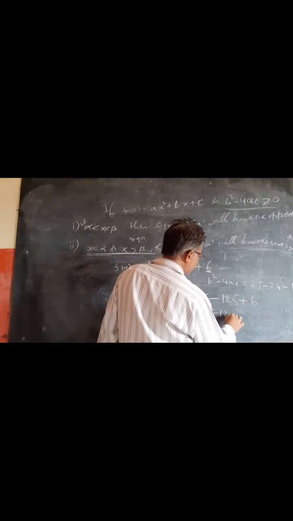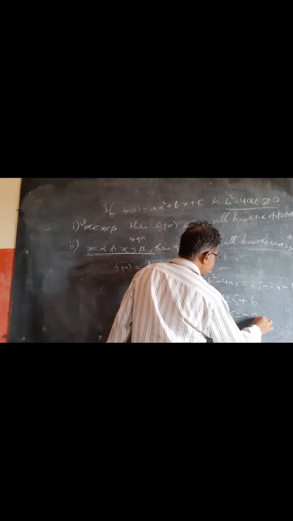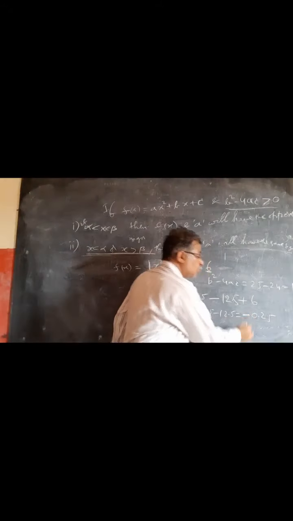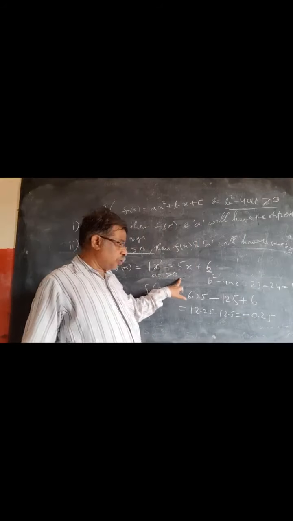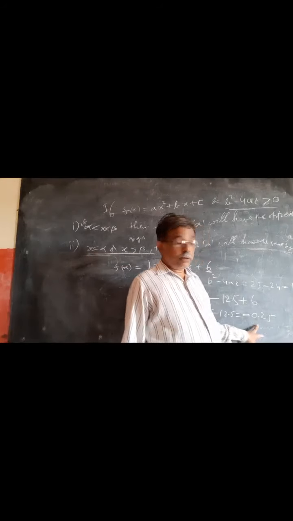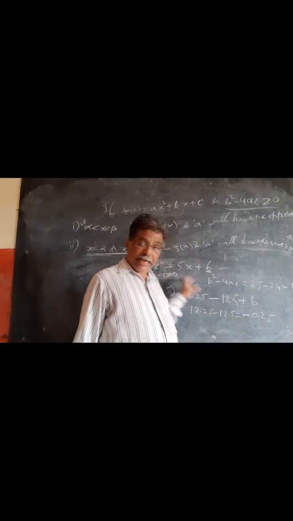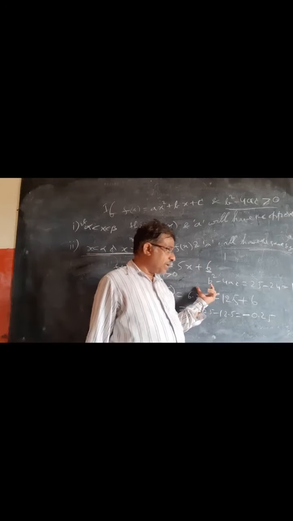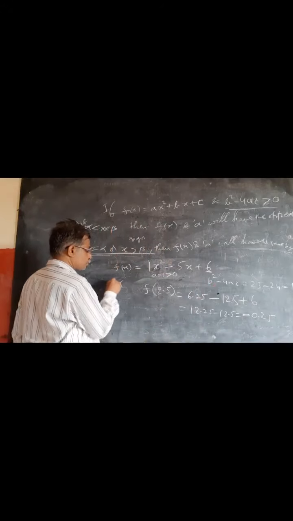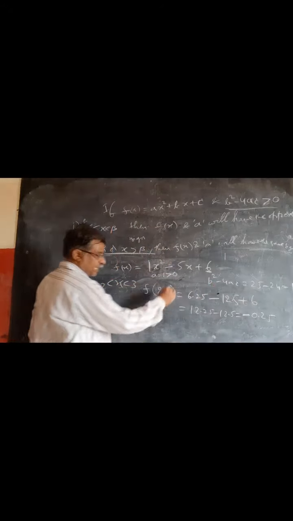12.25 minus 12.5 is equal to minus 0.25. What happened? I am getting less than 0. Negative. Here a is more than 0, but f of 2.5 is also less than 0. Means both are of opposite sign. If x lies between 2 and 3, between the roots, I am getting f of x and a with opposite signs.